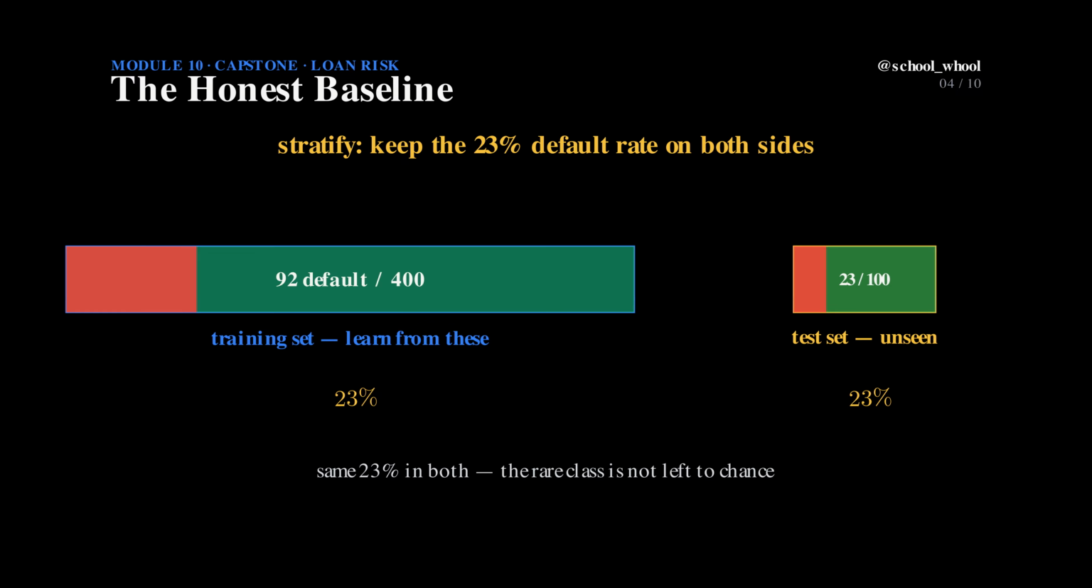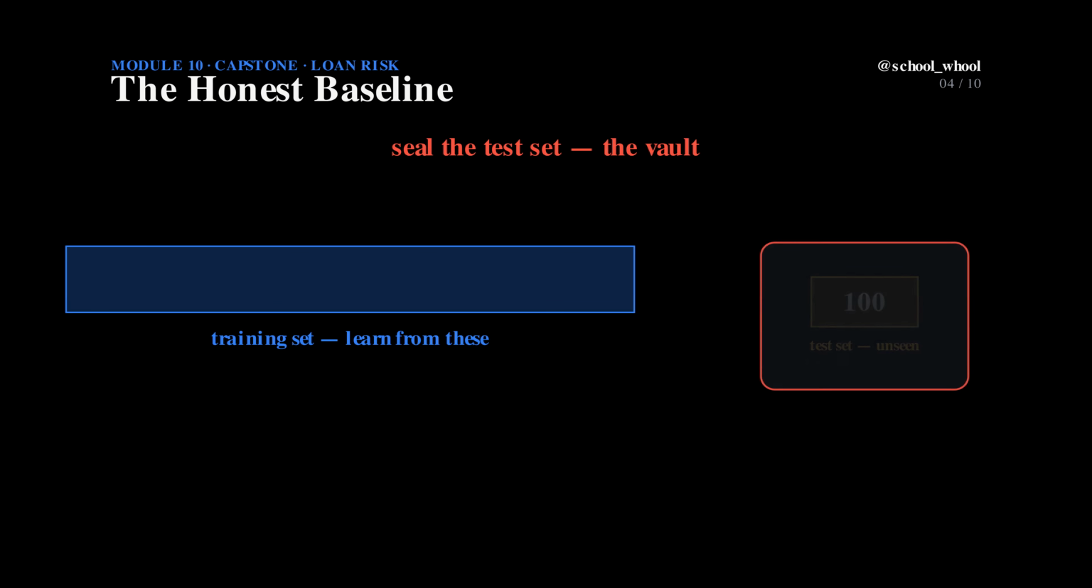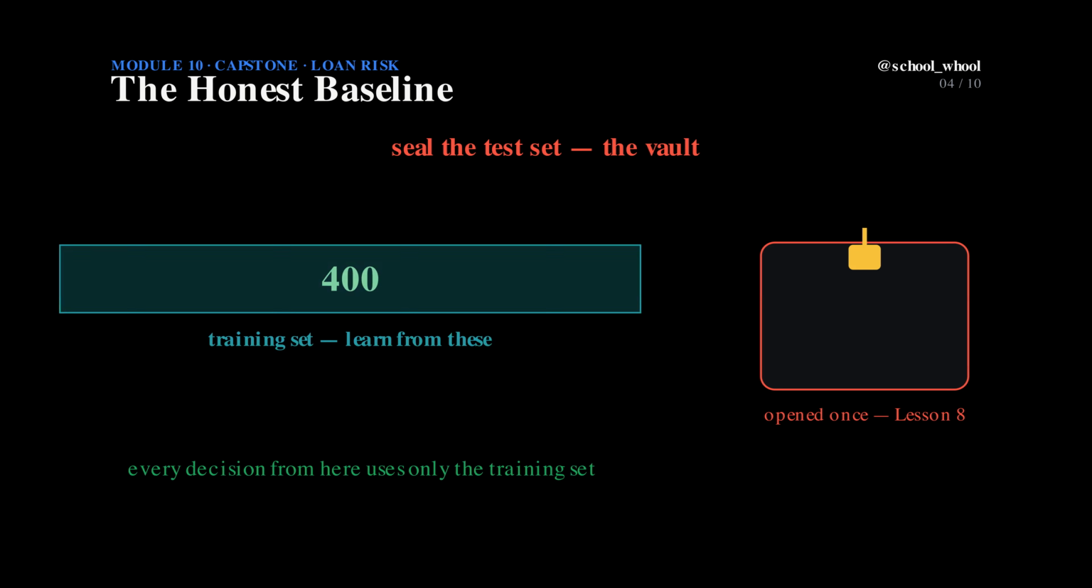Now the most important rule of the whole project: we seal the test set. It goes in a vault. We do not look at it. We do not tune on it. We do not peek. We open it exactly once, at the very end, in Lesson 8. Every decision from here on uses only the training data. The moment the test set influences a choice, it stops being an honest final exam.